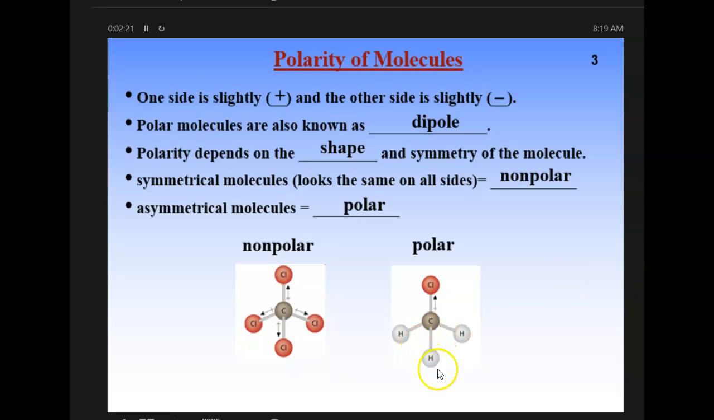Notice this one's slightly different. I've got carbon in the center, then chlorine, single bond hydrogen, single bond hydrogen, single bond hydrogen. And it's not symmetrical like this. That chlorine makes it asymmetrical, which means polar. All right, so let's look at our next one.